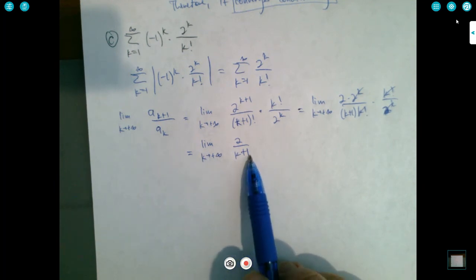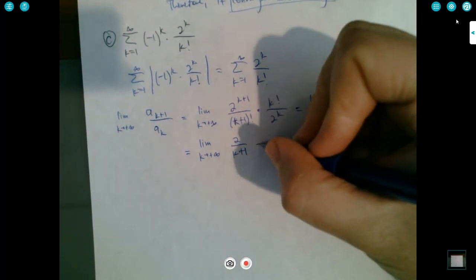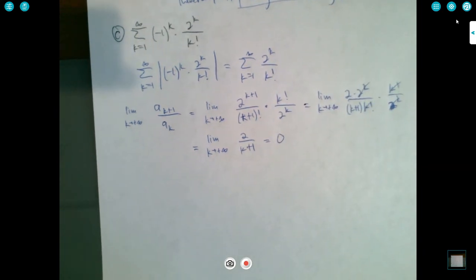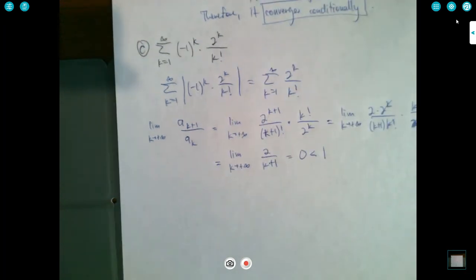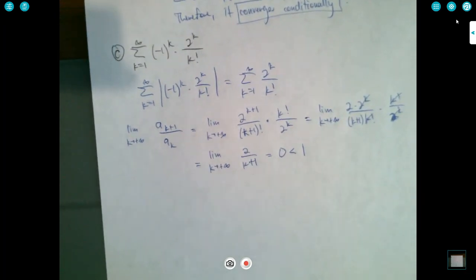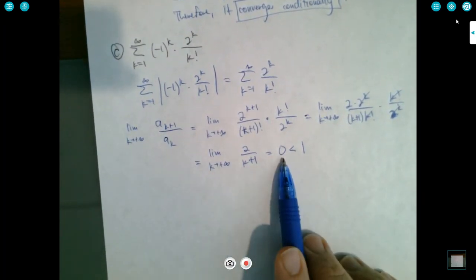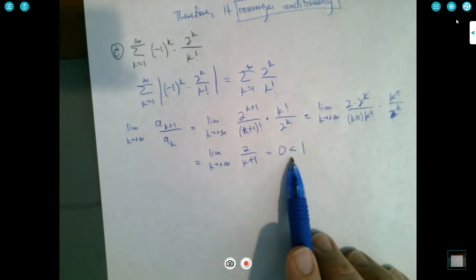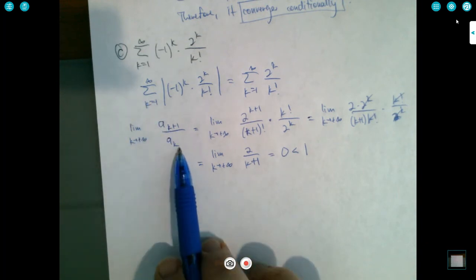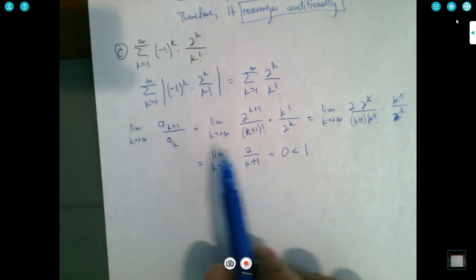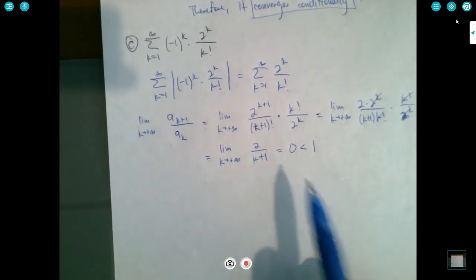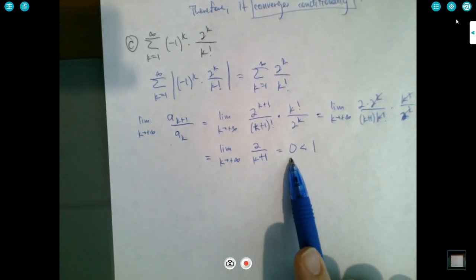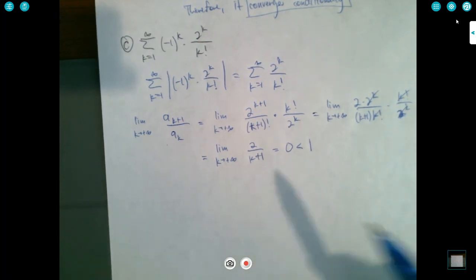As k gets large, this fraction is going to get small, so this goes to 0, which is less than 1, right? Remember, the ratio test is inconclusive if the limit you get equals 1. But if the limit you get is less than 1, then you can say that the series converges. If the limit is greater than 1, then the series diverges. If it equals 1, inconclusive. But in this case, it's equal to 0, which is less than 1.